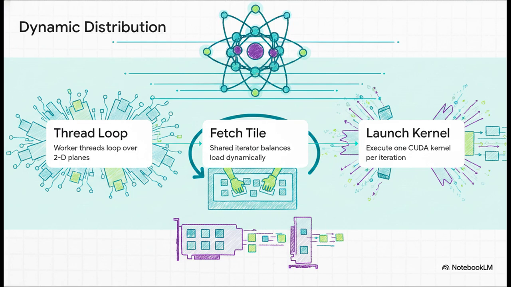They take that 3D molecular orbital lattice and slice it down into 2D planes. Then, a pool of GPU worker threads runs this continuous loop. Using a shared iterator, whenever any GPU finishes a tile, it just reaches right back into the pool and grabs the next one on demand. So a flagship GPU might chew through 80% of the tiles, while an older one handles 20%. But the entire load balances out perfectly and automatically in real time.